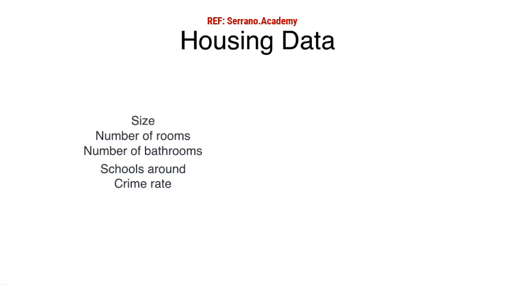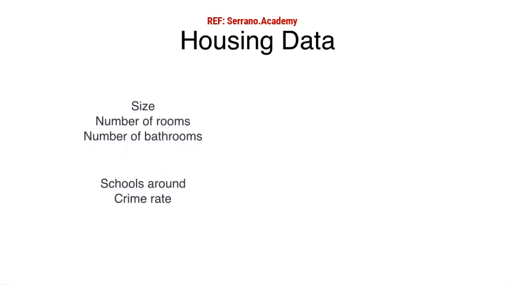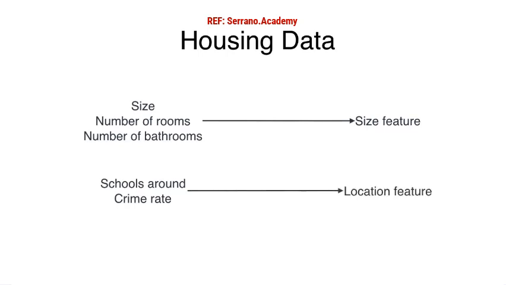Well, just from eyeballing it, I can see a difference here, right? The first 3 features are related to size. So maybe we can lump them together into something called a size feature. And the second 2 are related to the neighborhood. So let's lump them together into something called the location feature. So that's what dimensionality reduction is, right? We went from 5 columns to 2.